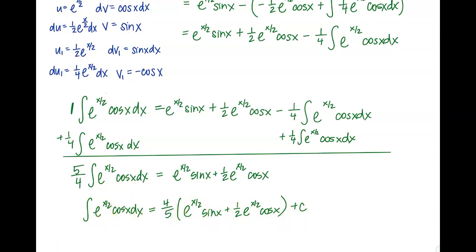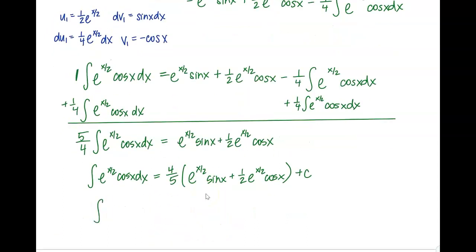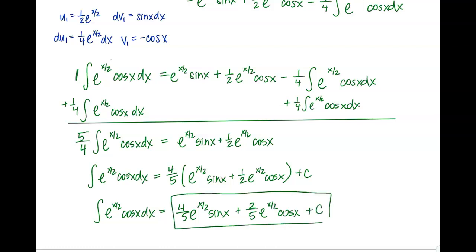The only thing really left to do is just distribute this 4/5 in. So the integral of e to the x over 2 cosine x dx is 4/5 e to the x over 2 sine x plus, what are we going to have here? 2/5, multiplying 4/5 and 1/2, e to the x over 2 cosine x plus c. There we go. And so that was our answer.